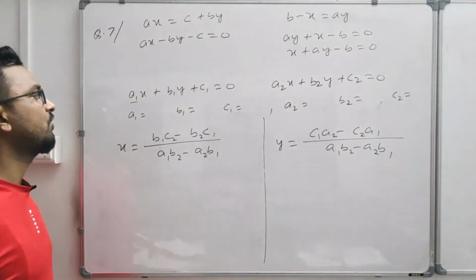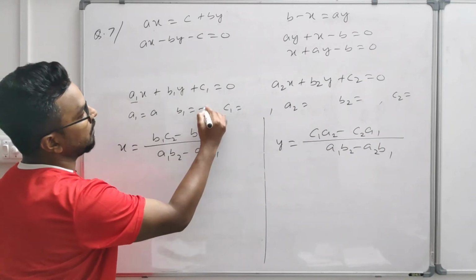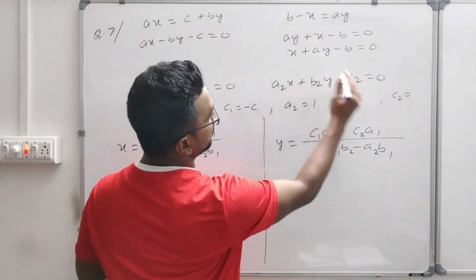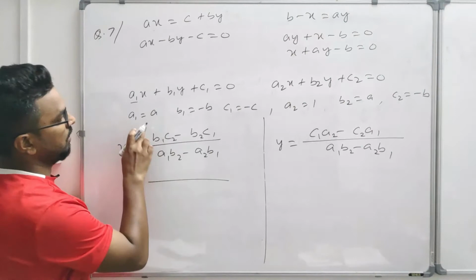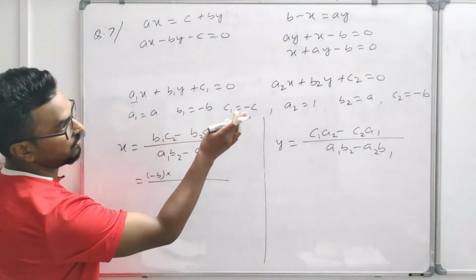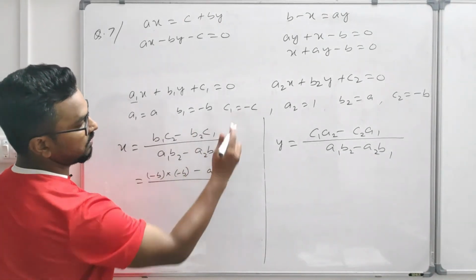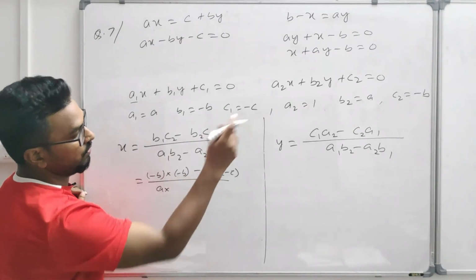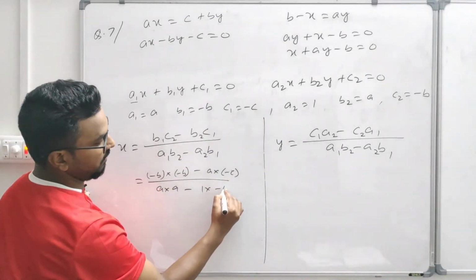Okay, now you find the value of a1, b1. Now you just compare this one: instead of a1 the value is a, instead of b1 the value is minus b, instead of c1 the value is minus c, and in this case a2 is 1, b2 is a, and c2 is minus b. Okay, just replace the values in this formula. For the numerator, b1 is minus b into c2 is minus b, minus b2 is a into c1 is minus c. In the denominator, a1, what is a1? a1 is a into b2 is also a, minus a2, what is a2? a2 is 1, and b1 is minus b.